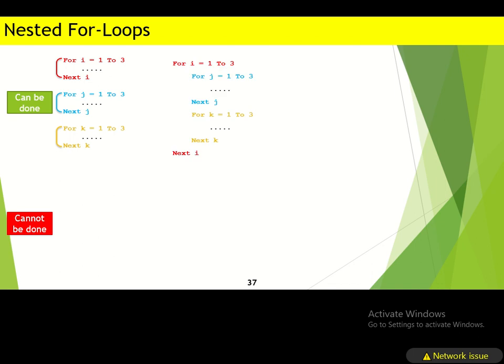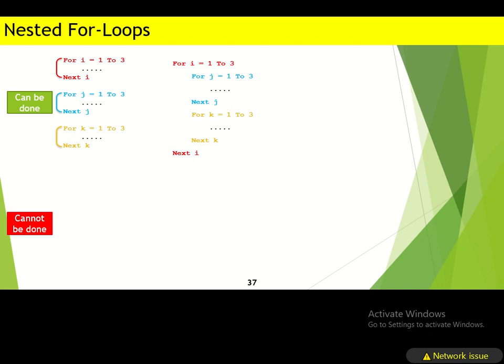Now, see, I starts, then j starts, then j finishes, k starts, then k finishes, then I finishes. Are these nested loops? Yes, they are nested loops. j and k are inside I, so they are nested. Got it?